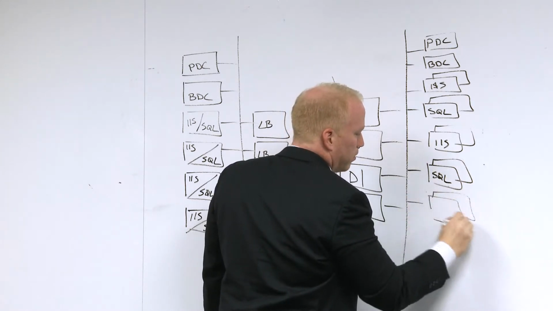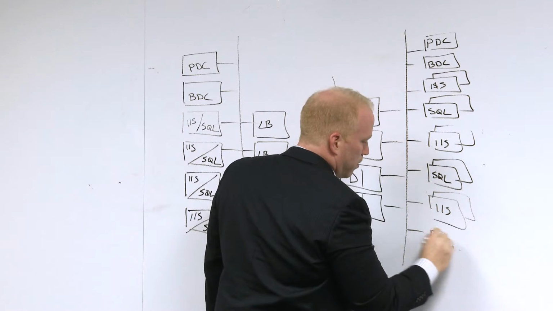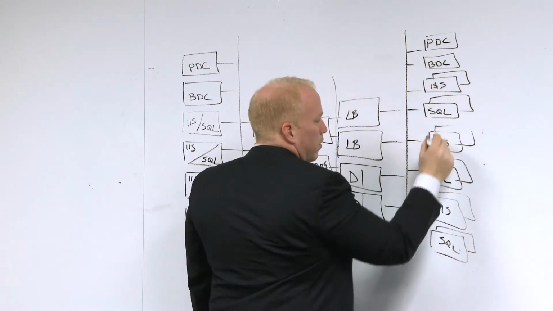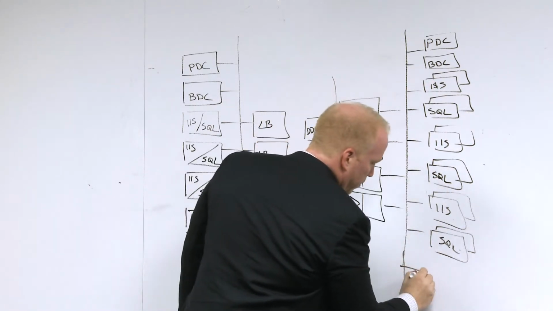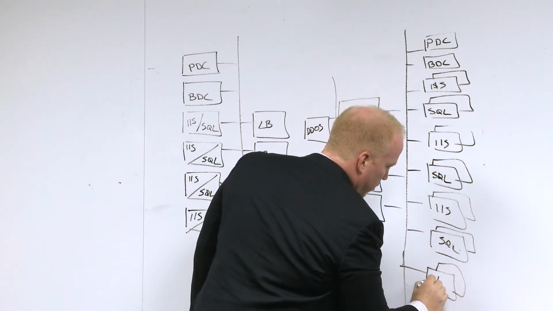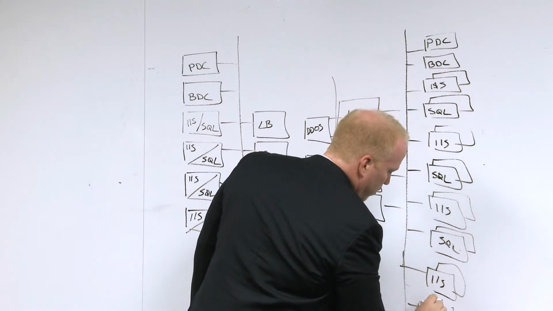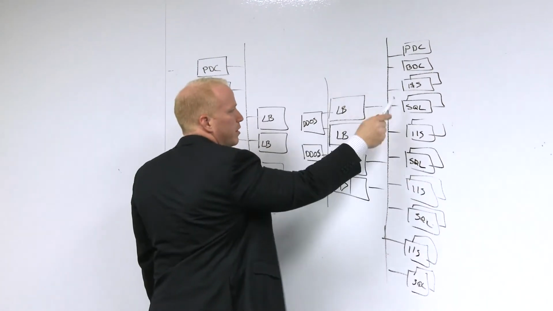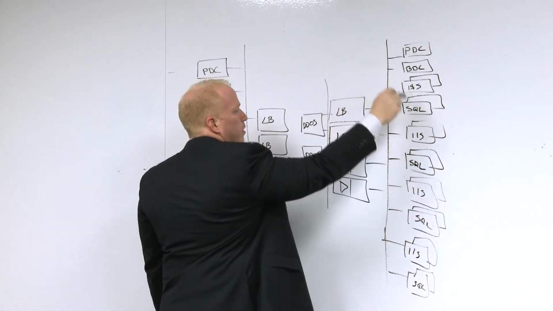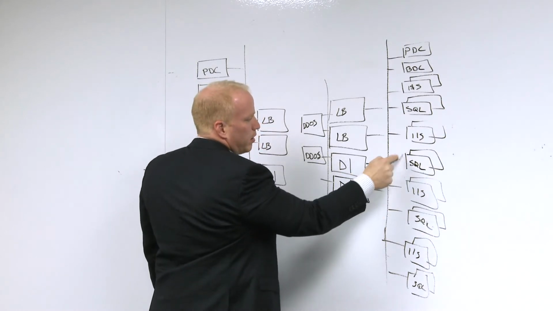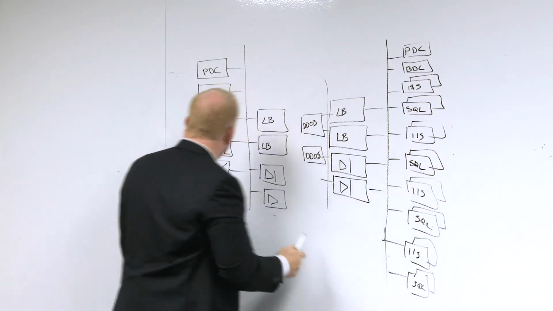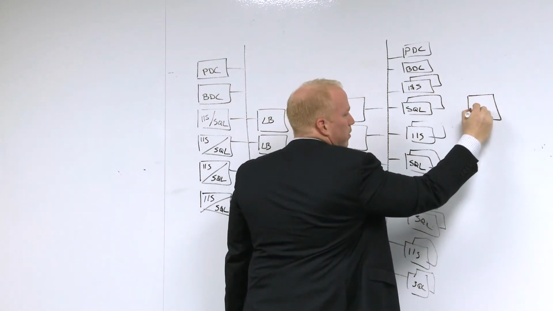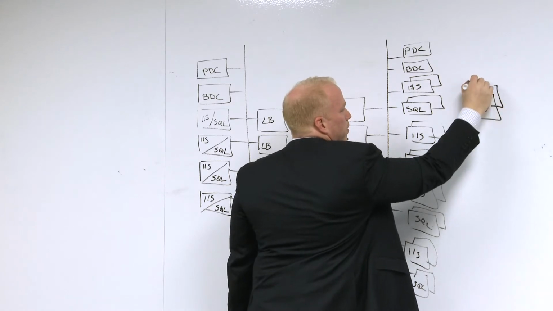Get tired of drawing here. One, two, three, one more. So now everything in the entire environment is redundant. Load balancers are load balancing between these web servers. And then the SQL boxes are clustered together. And then they're going to be able to build out an entire dev environment they did not have before.